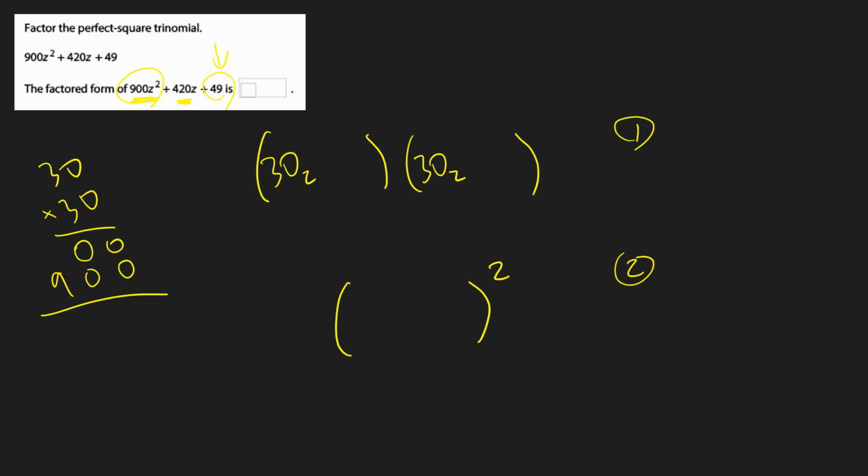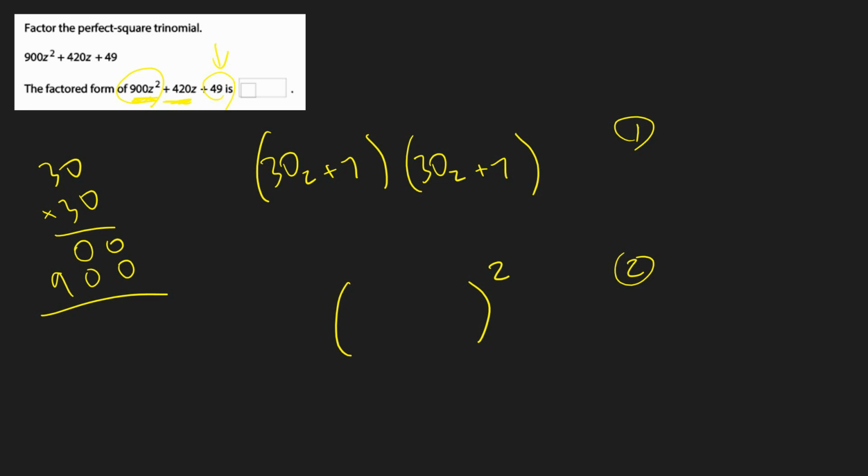What times what is positive 49? It's either 7 and 7 or negative 7 and negative 7. The reason I'm writing positive 7 is because now I look at the inside term and I see that it's positive. So the only way that it's going to multiply to a positive and add to a positive is if everything's a positive. Now, just to double check, I'm going to squeeze in a step here. Let's flow this out and make sure we get it right.